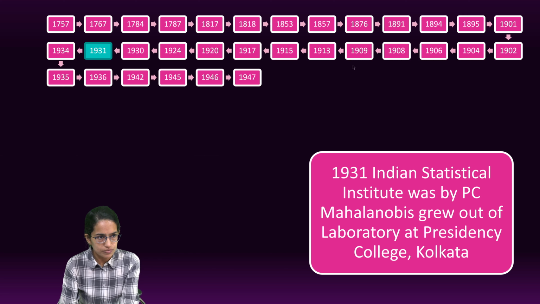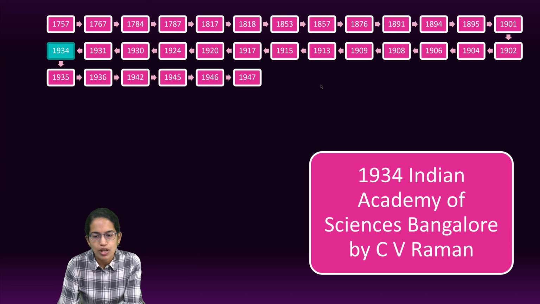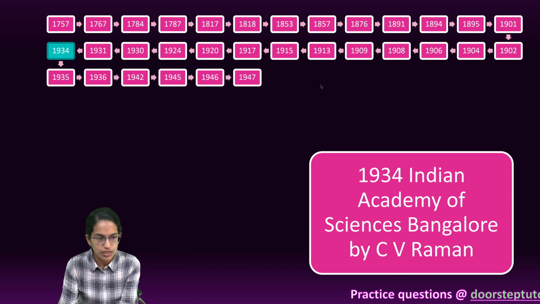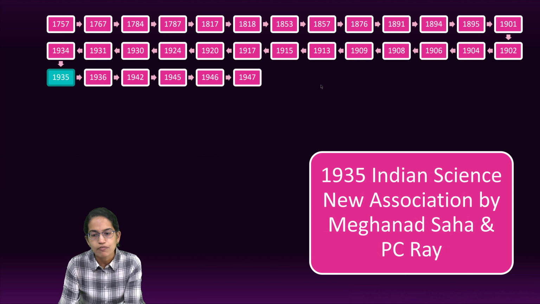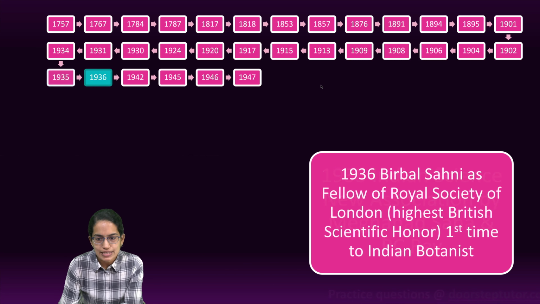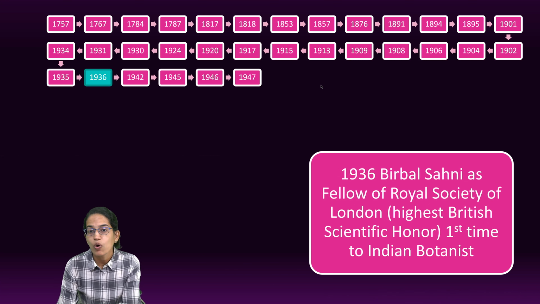In 1934, we had the development of the Indian Academy of Sciences in Bangalore, and this was again the brainchild of Dr. C.V. Raman. In 1935, the Indian Science News Association was established, and this was by Meghnad Saha and Dr. Prafulla Chandra Ray.